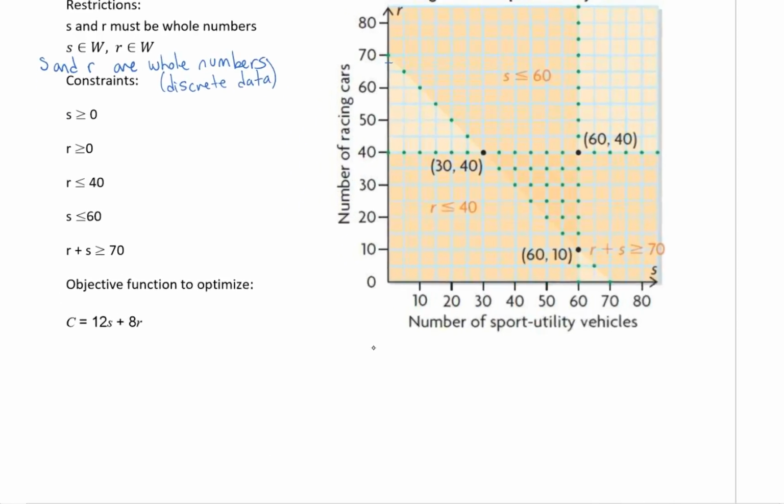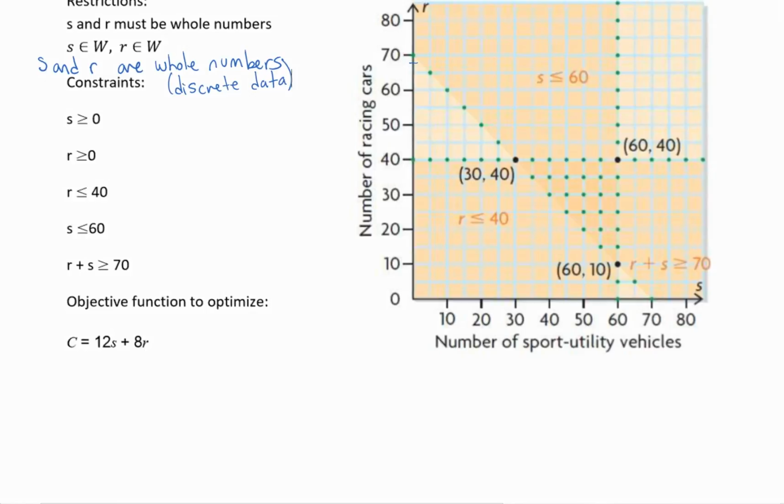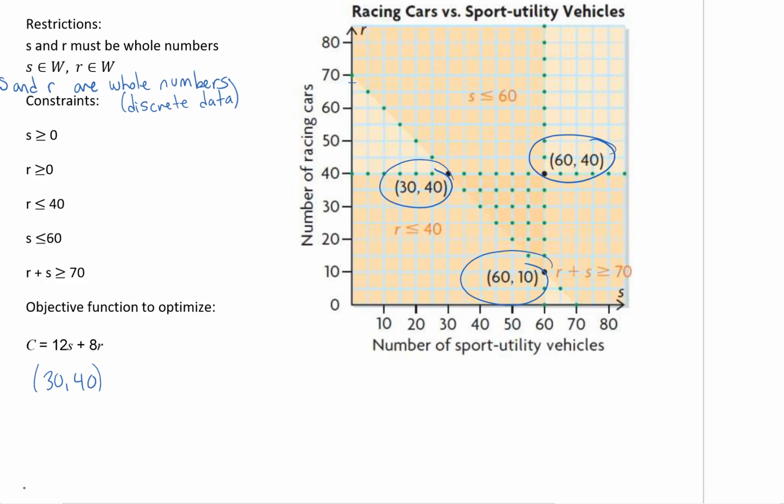Now, what do we do here? Well, we want to plug in these three values into our objective function and optimize it, our maximum cost and our minimum cost. So if we plug in 30, 40 here as our first one, you can see up here R is the 40 and S is your 30. Okay, so let's plug that in.